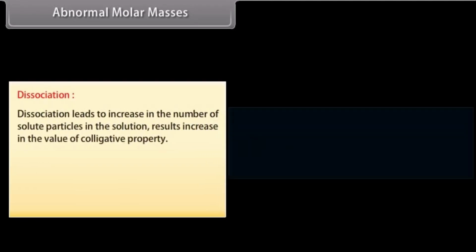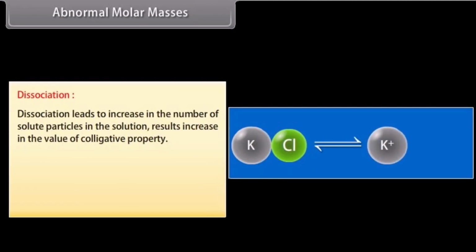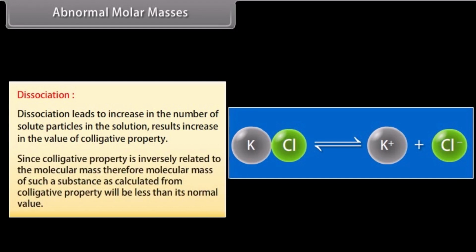Dissociation. Dissociation leads to increase in the number of solute particles in the solution, which results in an increase in the value of colligative property. Since colligative property is inversely related to the molecular mass, the molecular mass of such a substance as calculated from colligative property will be less than its normal value.